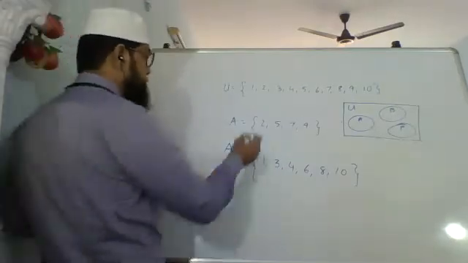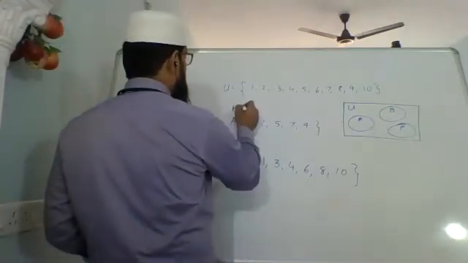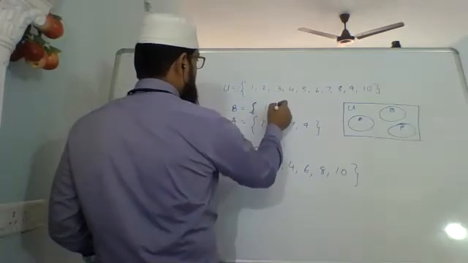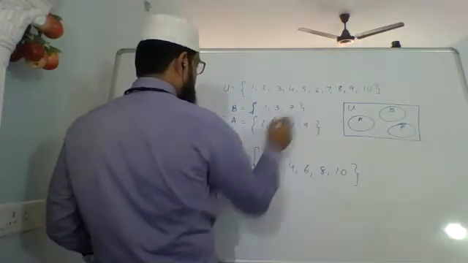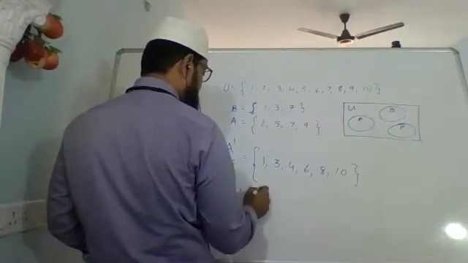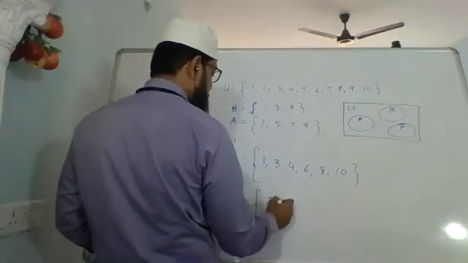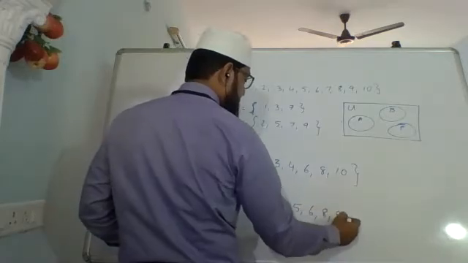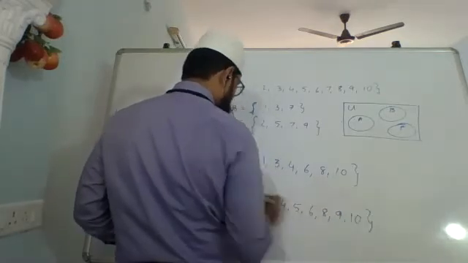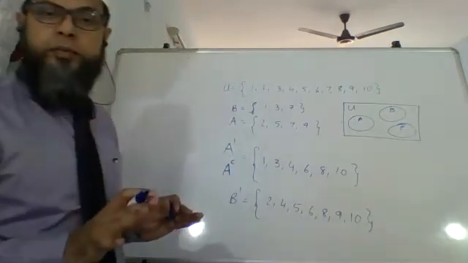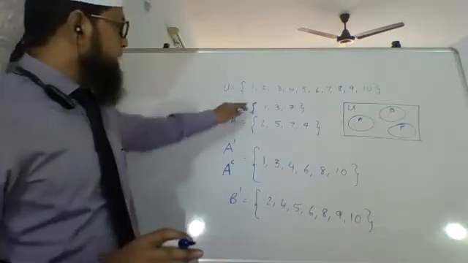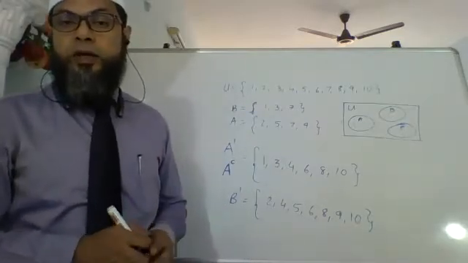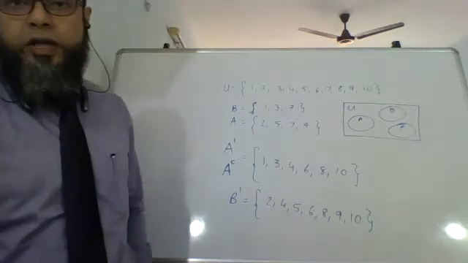Now supposing there was B. Okay, there was set B also, which was 1, 3, 7. Then B dash would be other than 1, 3, 7. That is 2, 4, 5, 6, 8, 9 and 10. जो भी यूनिवर्सल सेट में उसको लिखना है, और जो ये सेट में था वो हटा देना है. Then you will get the complement. Simple है, ठीक है. So let's write down now the definition.